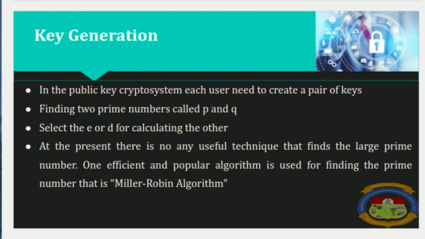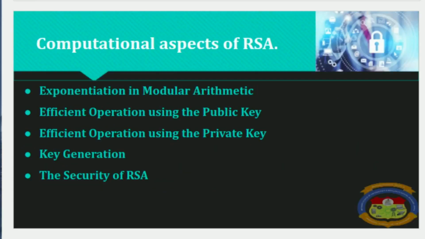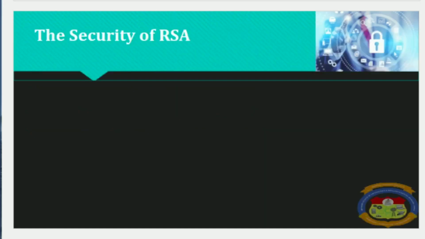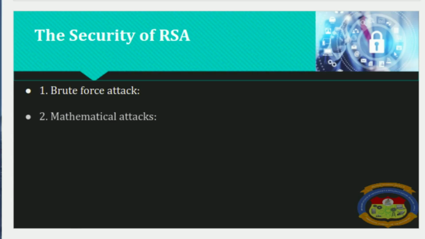Next, we will learn the security aspects of RSA. This is the fifth and last main issue that arises in the complexity of computation: the security of RSA. There are four possible attacks on RSA. The first one is the brute force attack. Here the hackers can try all possible private keys. The second possible attack is the mathematical attack. Here the hacker attacks on n, that is, he tries to factorize the product of two prime numbers.